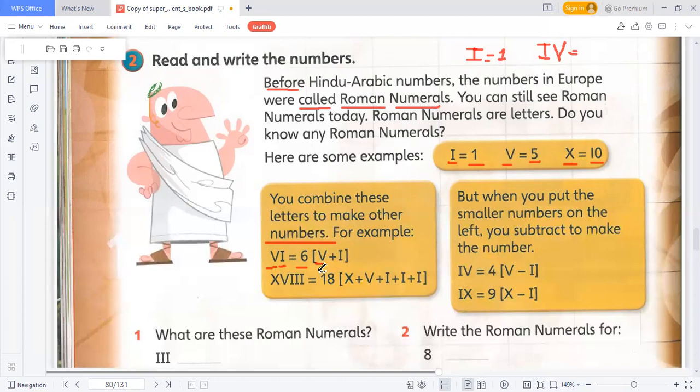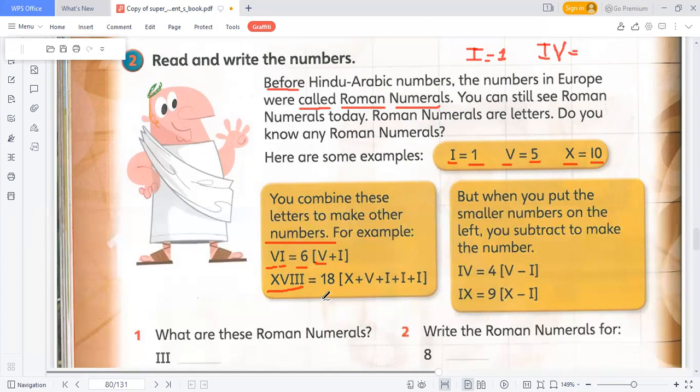All right, again, 5 plus 1 is equivalent to 6. Yeah, so let's say 5 plus 1 is 6. That's why in Roman numerals, we call this 6. Okay, now, as you can see here, there are a lot of Roman numerals, right?